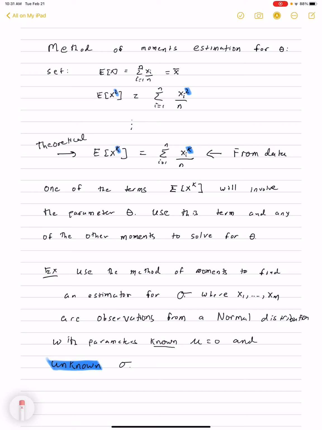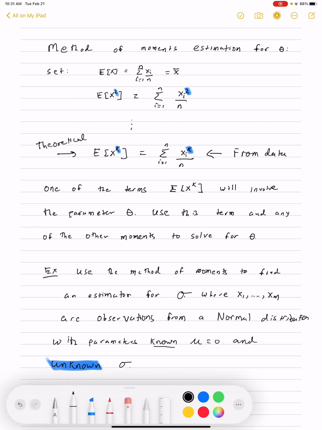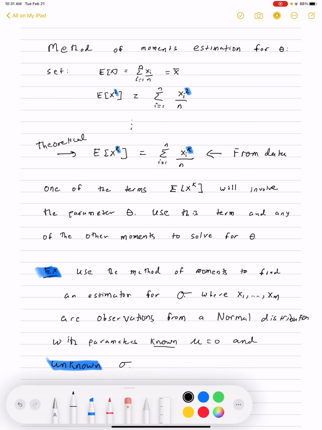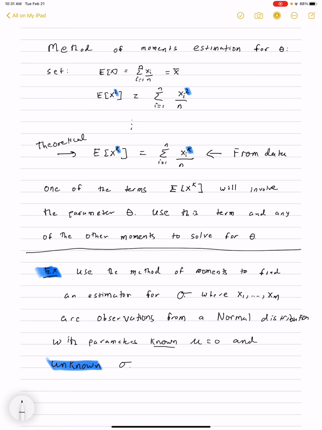Today we're going to be talking about another example of method of moments estimation. This is the outline that has been presented for us for method of moments estimation. We're going to go through this new example here and use this outline to find the method of moments estimator of the unknown parameter sigma, where our observations x1 through xm are from a normal distribution with known mean equal to 0 and unknown sigma. So again, we know the mean, we do not know sigma.